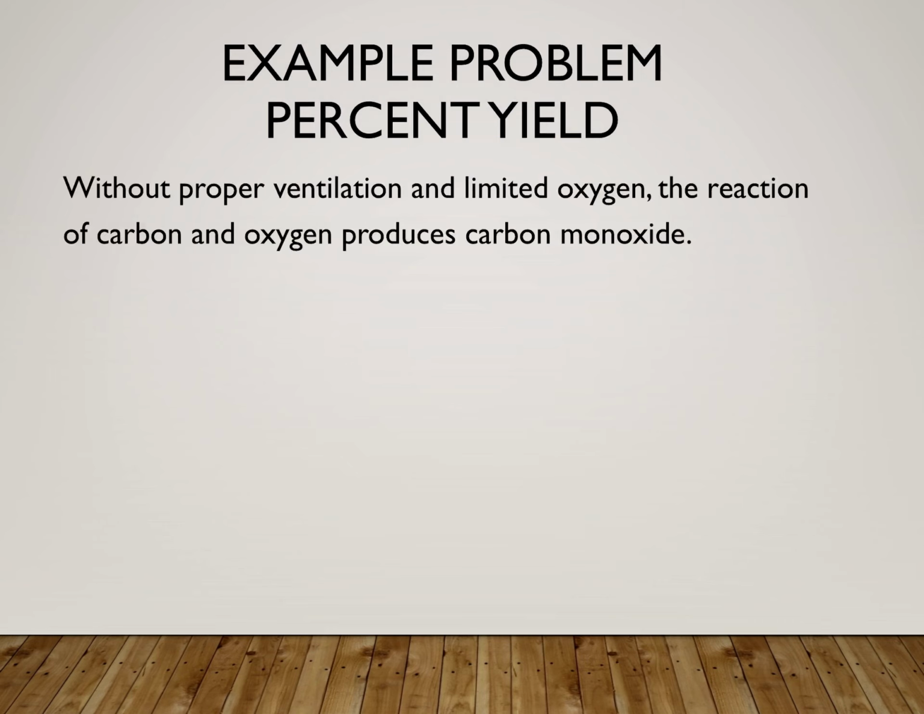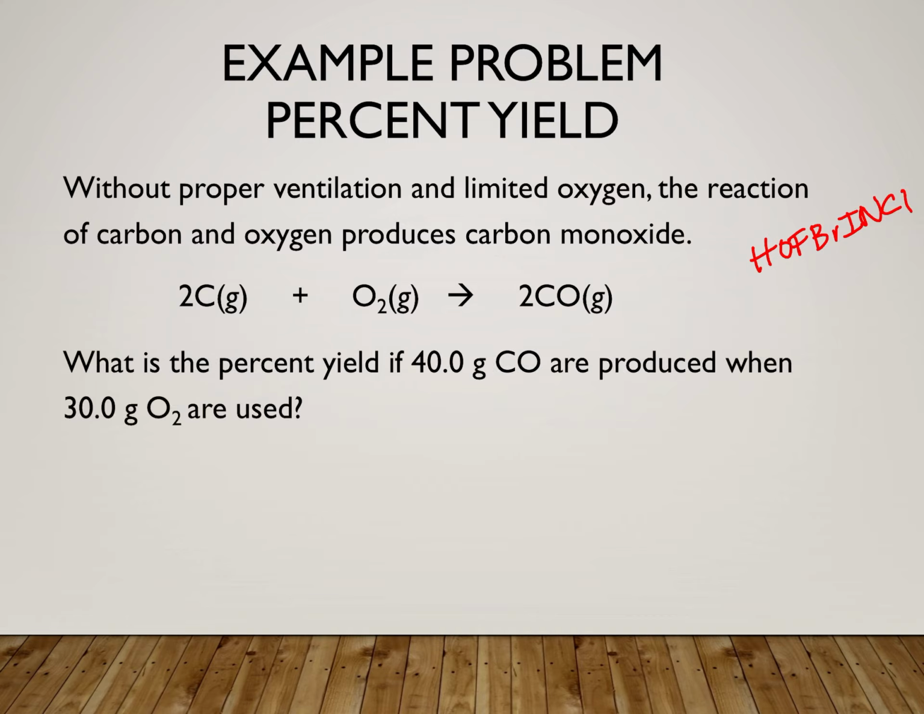So here is an example percent yield problem. Without proper ventilation and limited oxygen, the reaction of carbon and oxygen produces carbon monoxide. So our first step is to always write our balanced chemical equation. Carbon plus oxygen gives us carbon monoxide. So again, make sure you're following those Hofbrinkel rules to see which ones get subscripts and which don't. Carbon does not show up in Hofbrinkel, so it does not get a 2, but oxygen does, so it does get a 2. And then balance your chemical reaction.